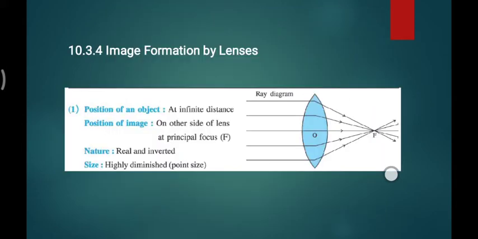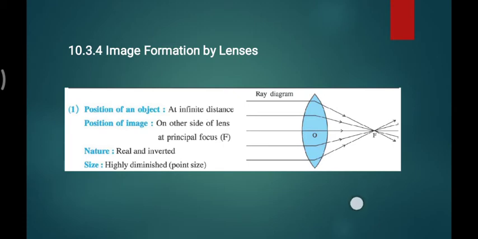This is enough rules for this. Now we start our main topic, image formation by the lens. In the first case, we have the object placed at infinite distance. As I said, position of object at infinity. So at infinity we have an object through which the rays are coming.